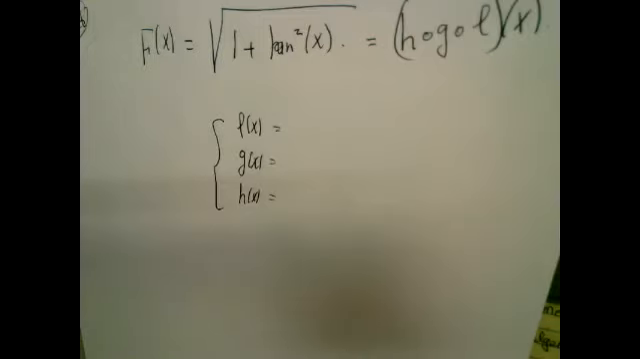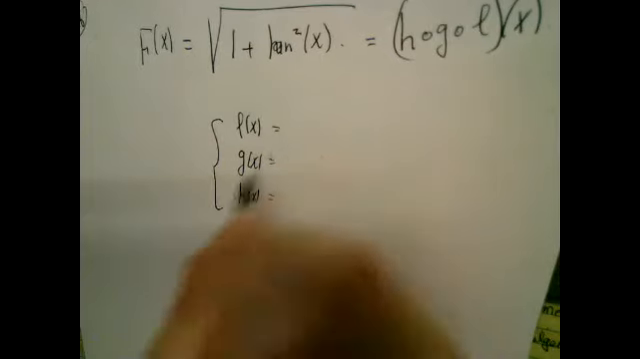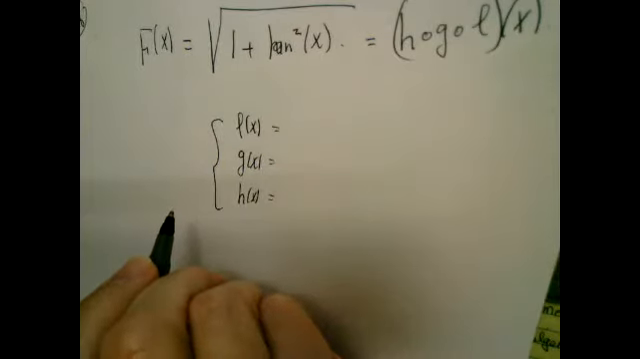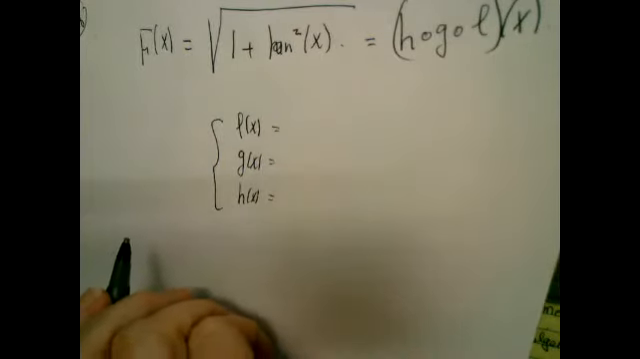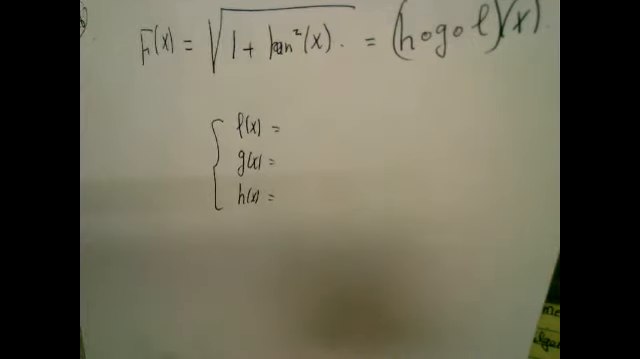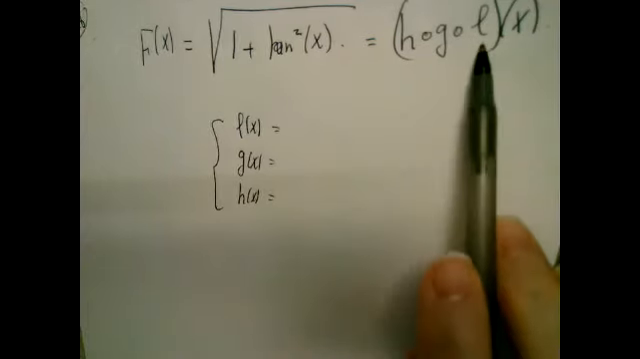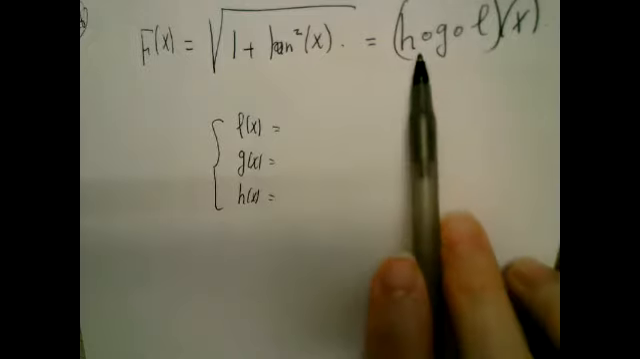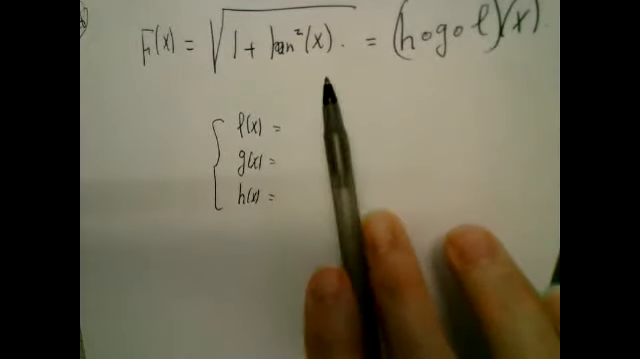L is x squared. Remember, L is the inside. L is the first thing you do. H is the last thing you do. So ask yourself, what would you do first?